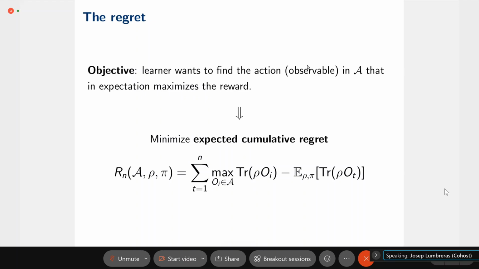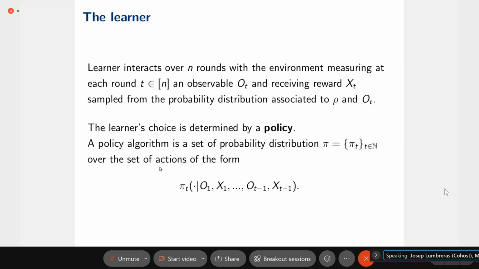So what is A? What kind of set is it? Calligraphic A. This is the action set, so the set of observables. It's just the set of possible observables over which you are quantifying this regret. What is pi? Pi is the strategy. It's the probability distribution associated to the learner, the strategy that the learner follows to select the observable at each round.